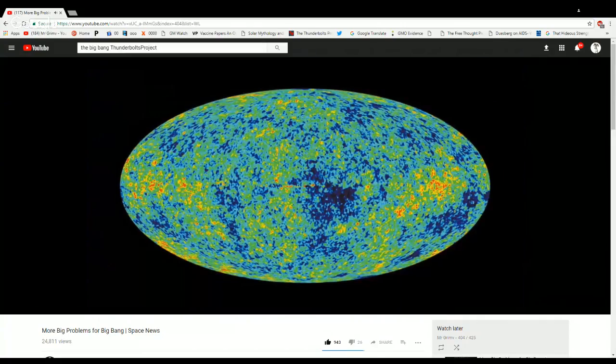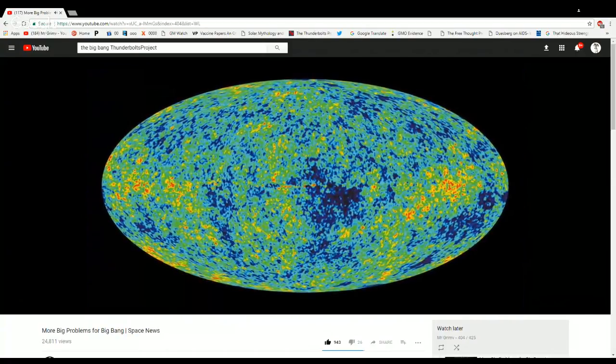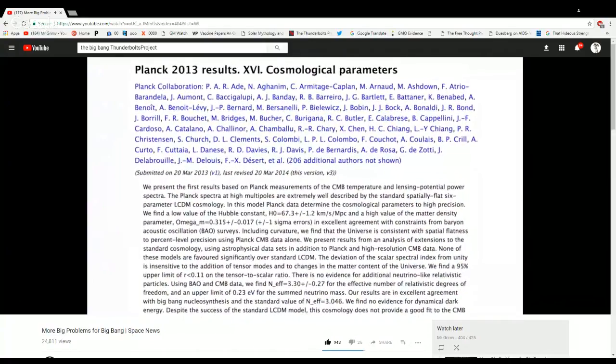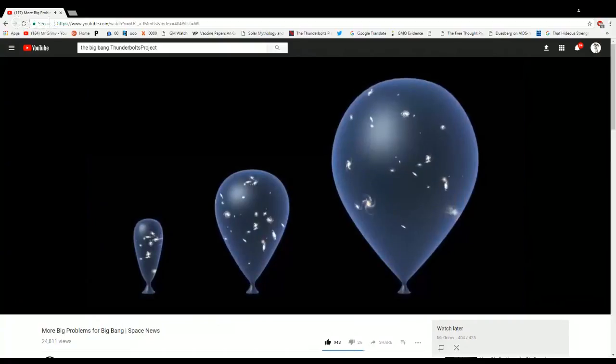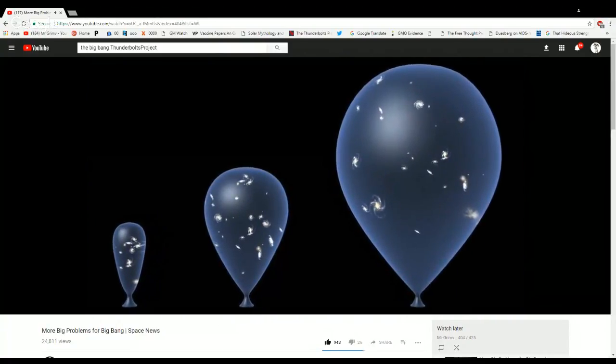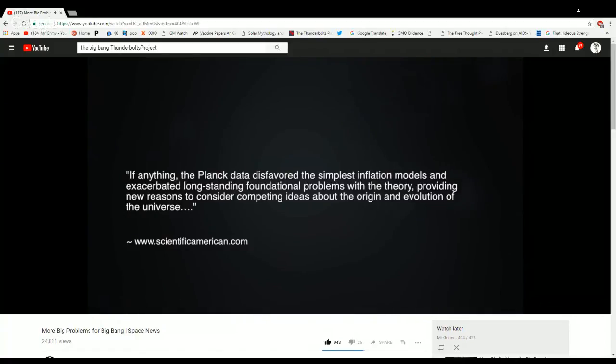The authors question cosmologists' interpretations of measurements of the so-called cosmic microwave background. Specifically, they disagree with the interpretation that data first published in 2013 proves that an extremely fast inflation occurred after a Big Bang 13.7 billion years ago. They state, "If anything, the Planck data disfavored the simplest inflation models and exacerbated long-standing foundational problems with the theory, providing new reasons to consider competing ideas about the origin and evolution of the universe."